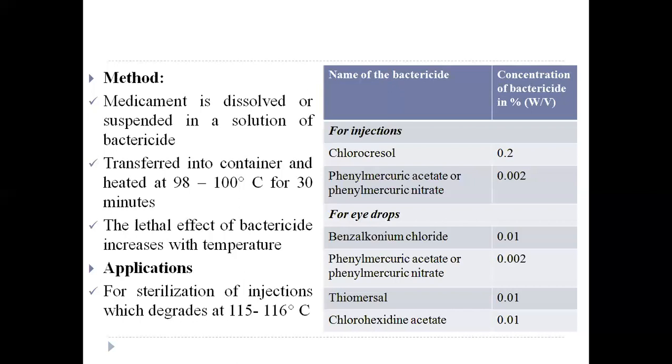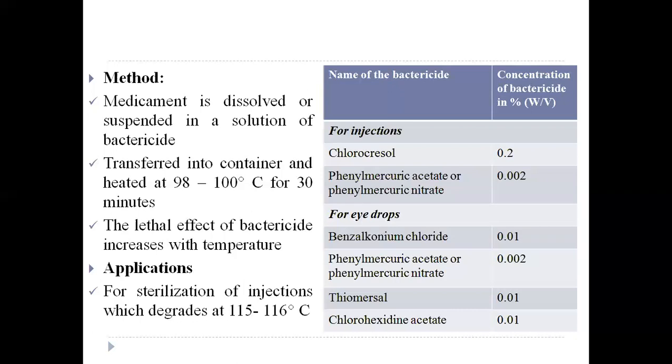In the table on the right side, we have given certain bactericides and their concentration in percentage weight by volume. For injections and for eye drops, we have given them separately. For injections, if you are using chlorocresol as a bactericide, then 0.2% weight by volume concentration is enough. Or if you are using phenylmercuric acetate or phenylmercuric nitrate, then 0.002% weight by volume concentration is sufficient.